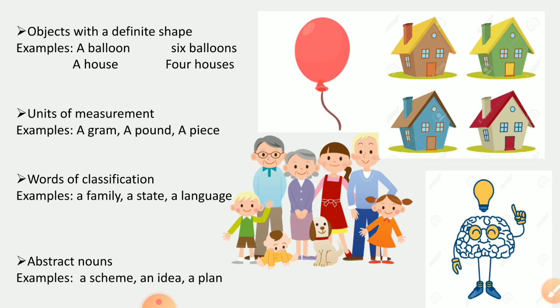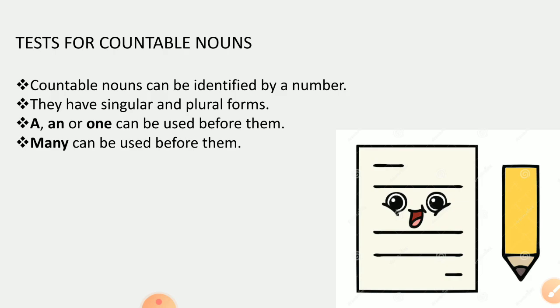Now there are words of classification too, like family, state, language. And abstract nouns like a scheme, an idea, a plan. Now all these examples come under countable nouns. I hope you all are able to understand the concept of what a countable noun is. Now see, here are the tests for countable nouns.